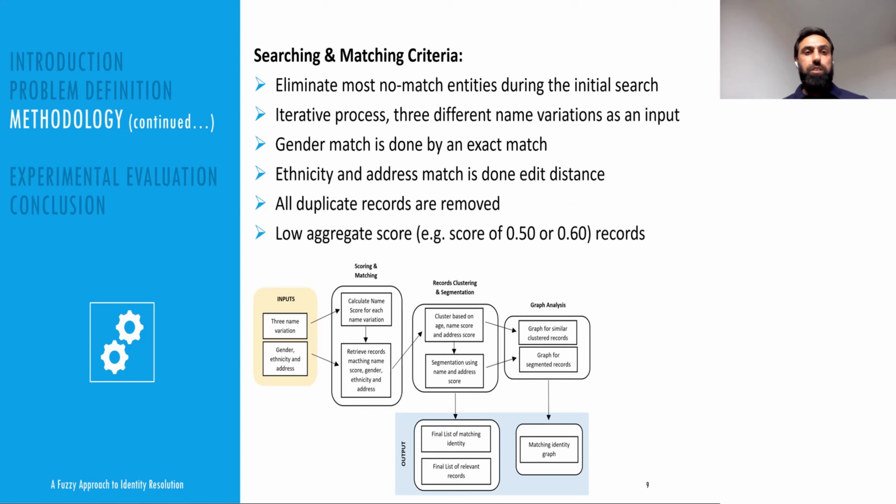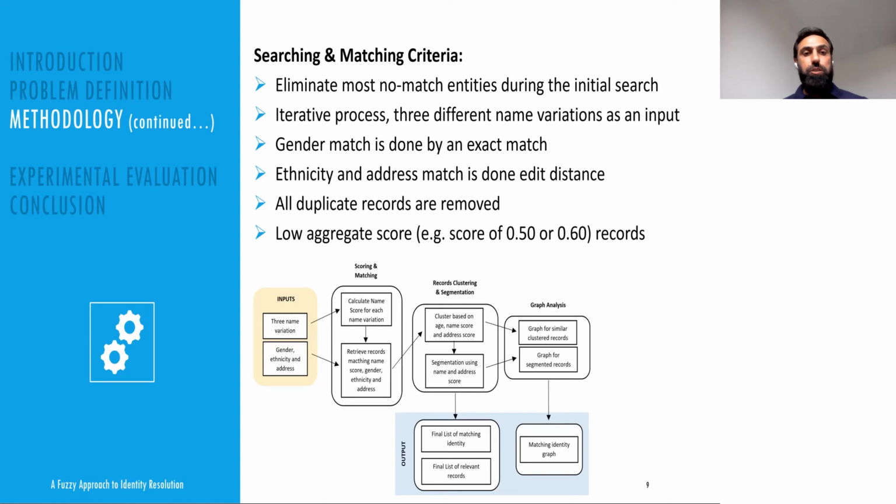When the searching and matching criteria had to begin, the main aim was to eliminate most of the non-match entities during the initial search. And the search is an iterative process, and it takes three different name variations as an input. The matching of the attributes is done by exact match or added distance match. So gender was done by exact match, while the ethnicity and address fields were scored using the added distance to generate the scoring for those attributes.